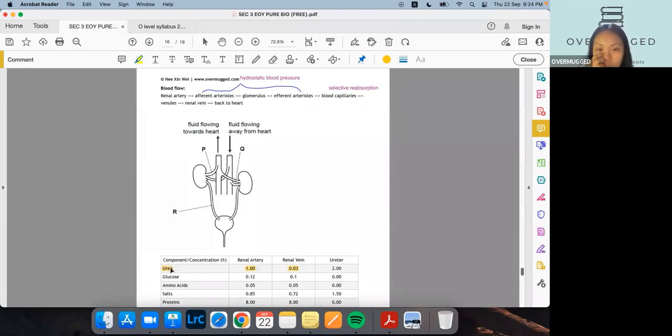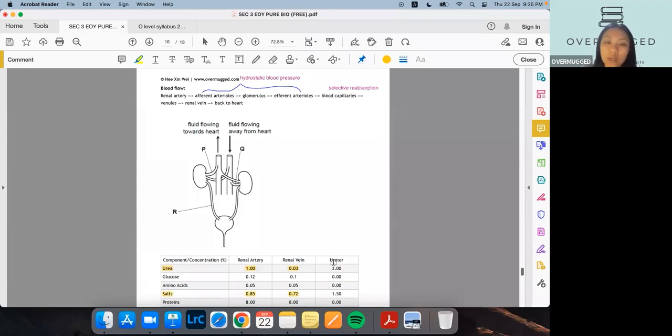Okay. I guess same for salt as well, but not a lot. Because basically these things are found in the ureter as urine. So therefore, it will be higher in the renal artery, lower in the renal vein. As for glucose and amino acid, it will be about the same. And then protein, of course, is the same as well. So these are some things to spell out.